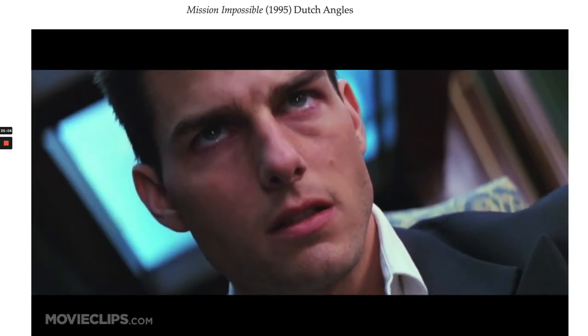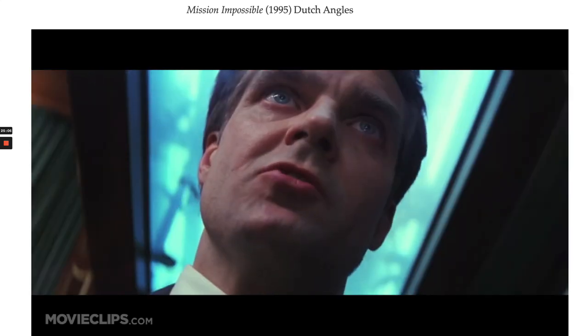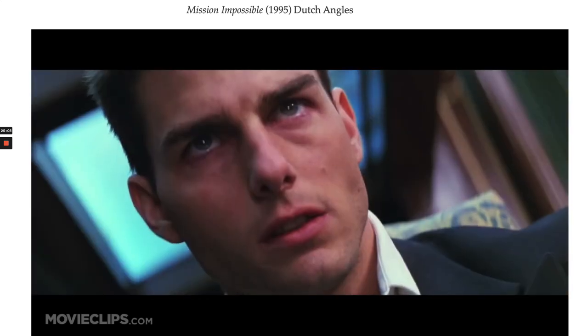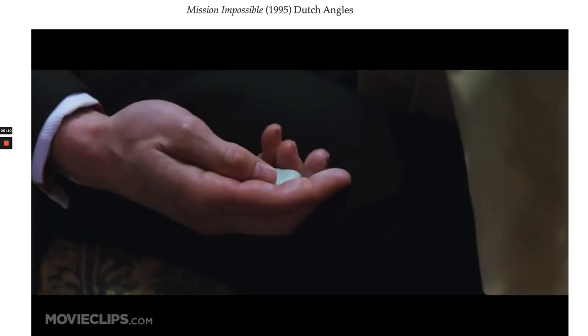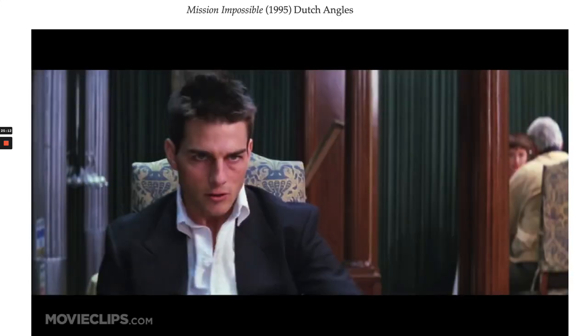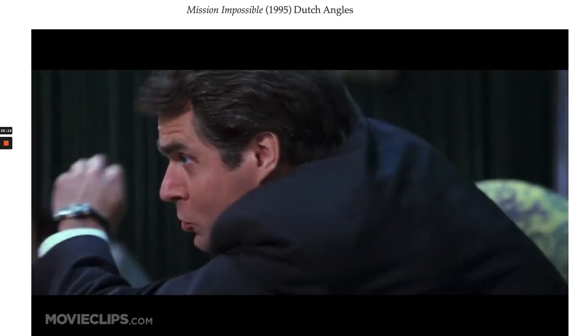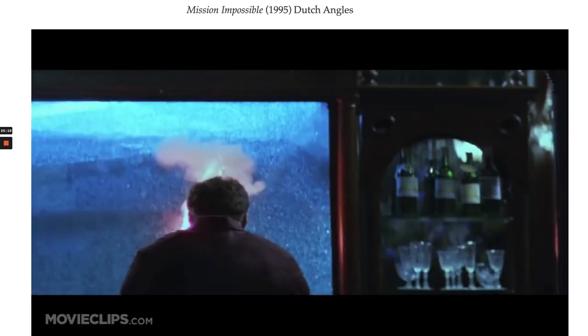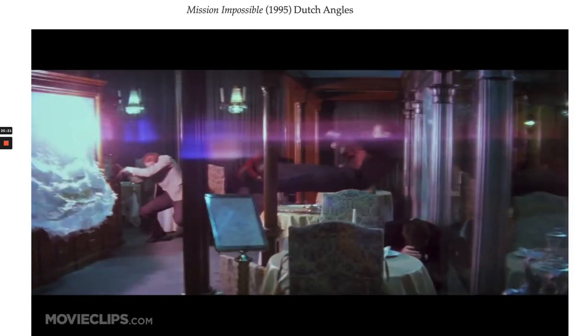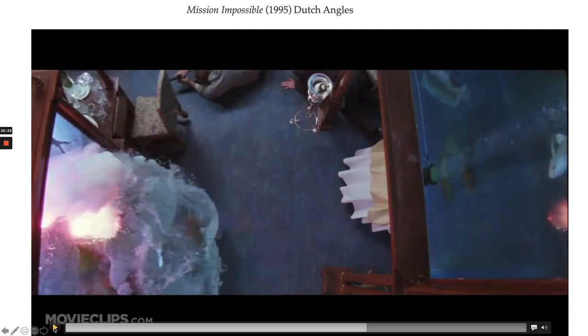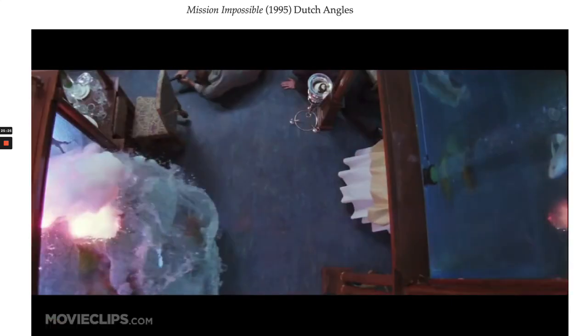Low angle showing his power as a representative of the government. I just want to make sure that you go from Dutch angle, to low angle, to Dutch angle, to convey specific meaning.